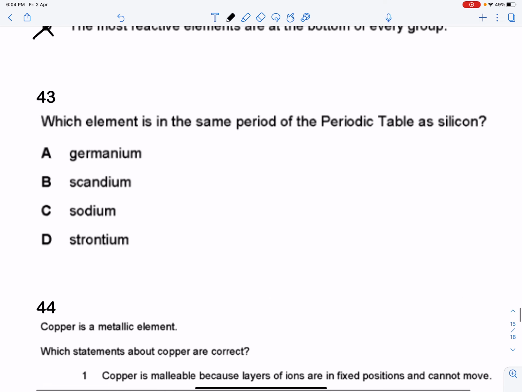Which element is in the same period of the periodic table as silicon? So we just need to get our periodic table out. We need to look for germanium. Well, germanium is in the same group. It's not in the same period. Is it scandium? Scandium is in the same period as germanium. Is it sodium? Yes, sodium's in the same period, both in period 3. And is it strontium? No, strontium is not in the same period.